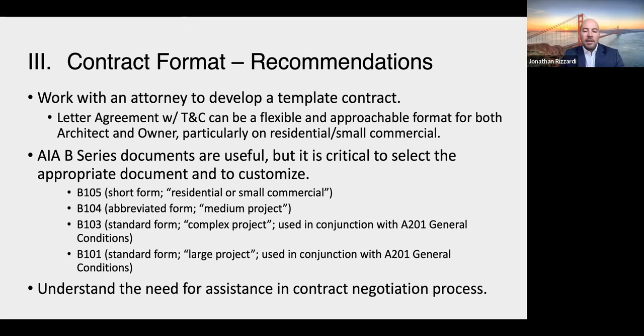And then understanding the need for assistance in contract negotiation. Particularly if it's a larger commercial project, frequently the owner is going to have counsel. And if the owner is going to have counsel, in most cases, you should have counsel as well.